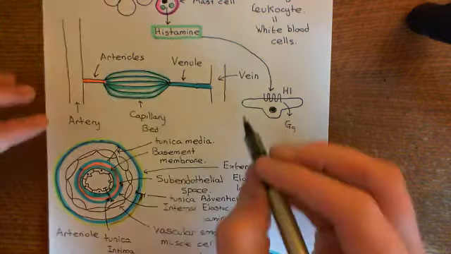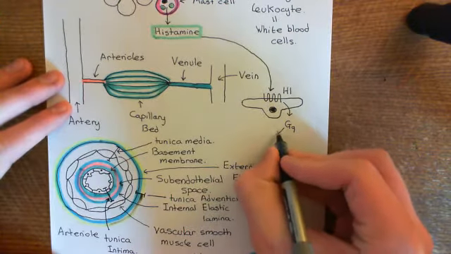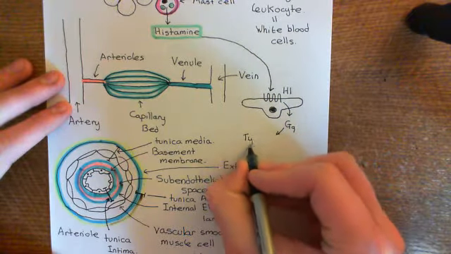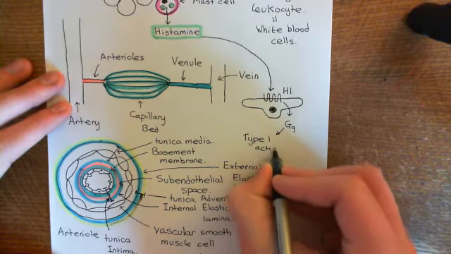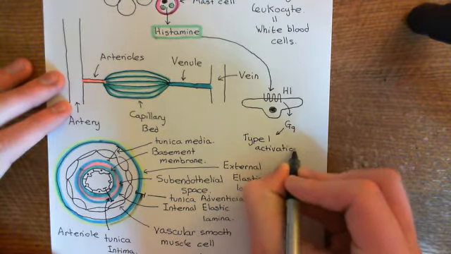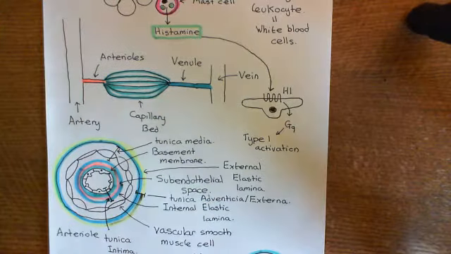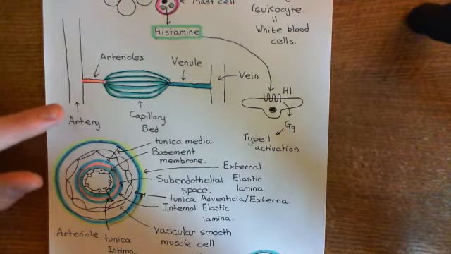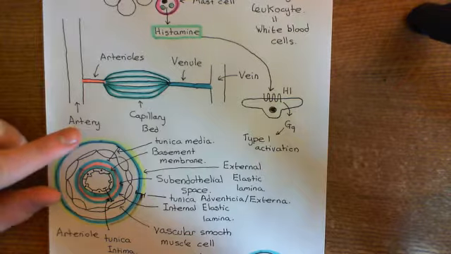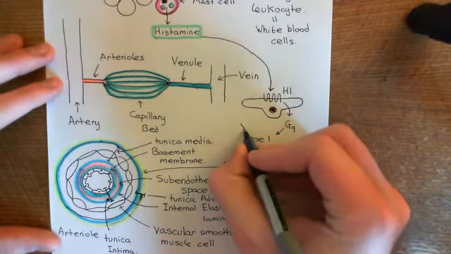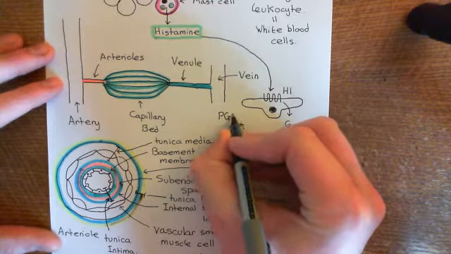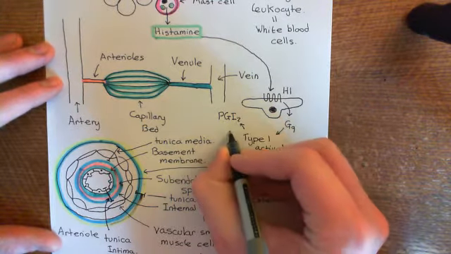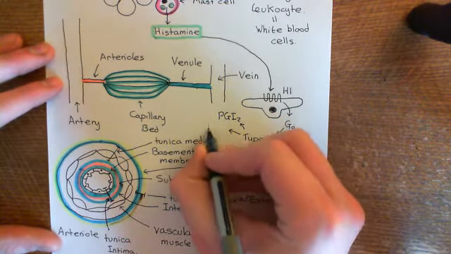Now, one of the things it leads to, and I'm just going to put that this is going to cause type 1 activation. Now, one of the things this leads to is the endothelial cells producing pro-inflammatory molecules. So it's going to produce prostacyclin, or prostaglandin I2, and it's also going to lead to the production of nitric oxide.